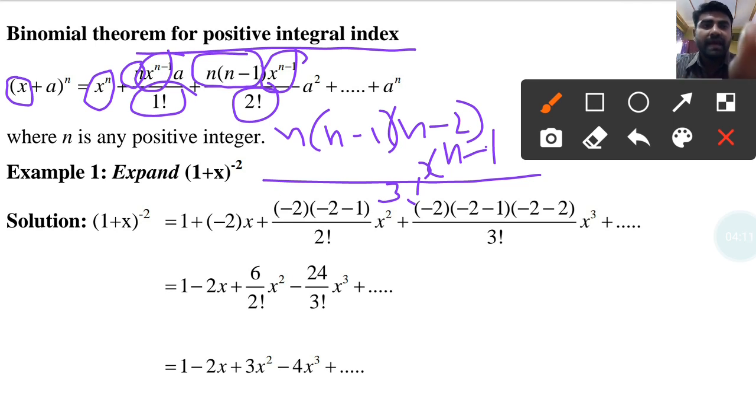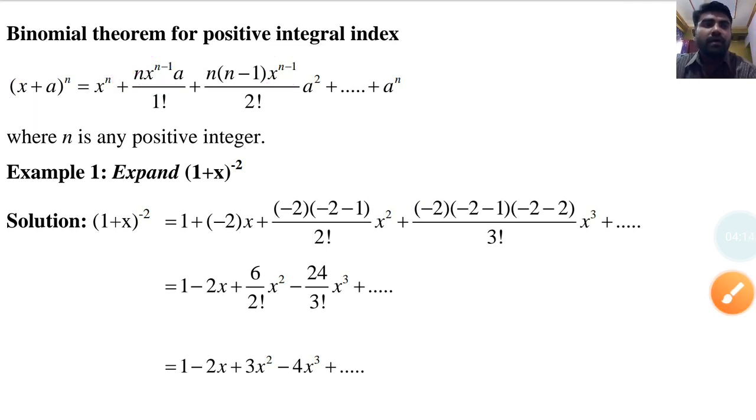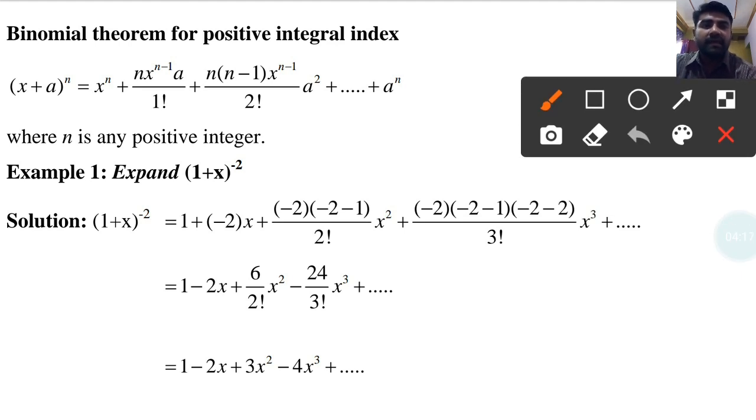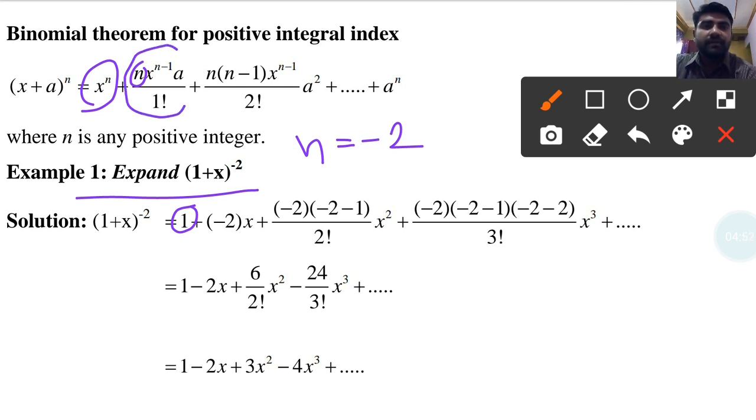Right? Now one example is there: expand (1 plus x) raised to minus 2. So simple, our n is equal to minus 2. So first term like this, see x raised to n, right? So 1 raised to minus 2 will be 1, right? For the second term, minus 2, x raised to minus 2 minus 1, right? Because n is minus 2, so that will be the term.